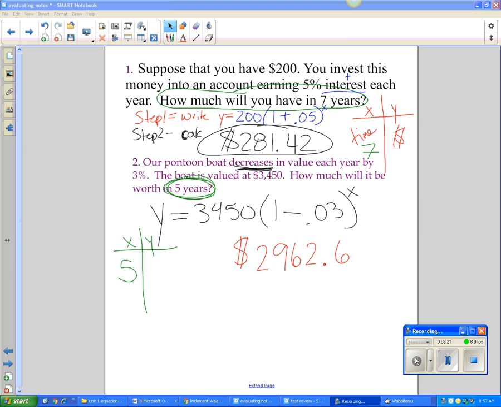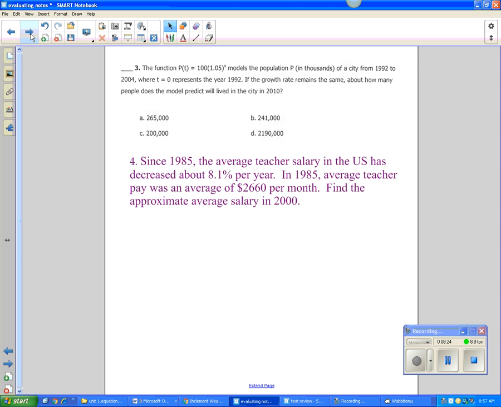Okay. Number 3, the function p of t equals 101.05x models the population of a city from 1992 to 2004, where t equals 0 represents the year 1992. If the growth rate remains the same, about how many people does the model predict will live in the city in 2010? Okay, what's different about number 3? They've already written a y equals. Good, Chuck. So everybody box that in. They've already written the y equals for you.